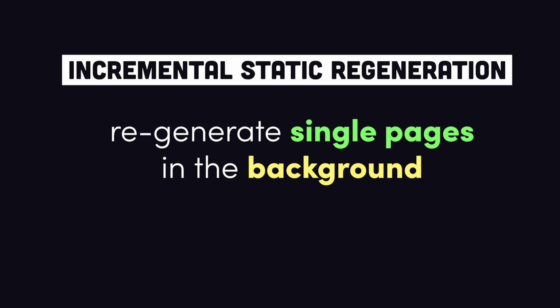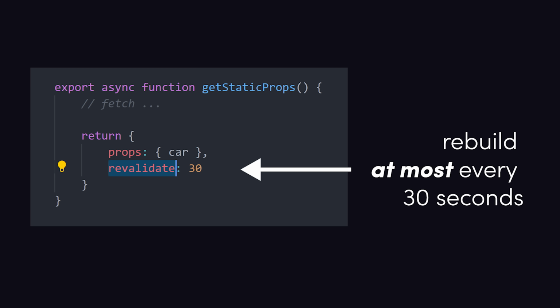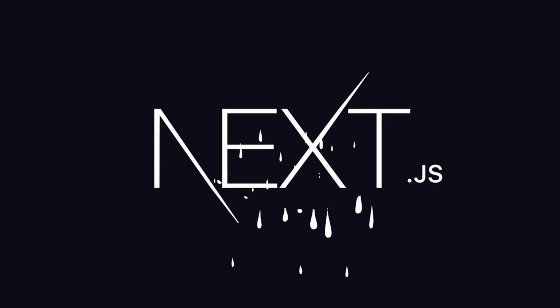Yet another option is incremental static regeneration. By simply adding a revalidate option to getStaticProps, Next can regenerate a page whenever a new request comes in within a certain time interval. This has been Next.js in 100 seconds.